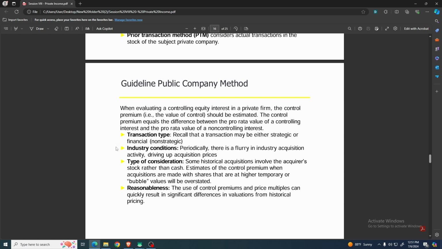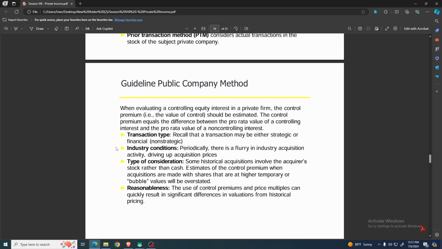And then you have type of consideration, and here you need to consider stock or cash. An acquisition involving stock rather than cash may affect control premium estimates. Stock deals might be influenced by the current market valuation of the company's shares, while cash is essentially going to be the cash value of the company. So if a high growth tech company uses its overvalued stock to acquire another firm, the control premium might be overstated because its current value is based on its stock, which is in an overvalued state.